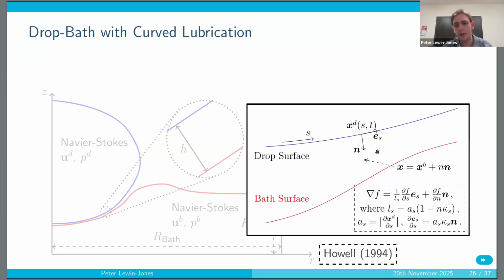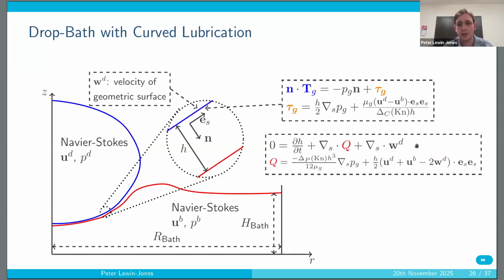Okay, and you work through how to do lubrication theory in this curved coordinate system, and eventually you get to this differential equation, where now in my lubrication equation I've got these curved derivatives. So this is the divergence with respect to a curved surface, the gradient with respect to a curved surface, and so on. But this now correctly captures the dynamics of the gas film, accounting for the fact that it's curved.